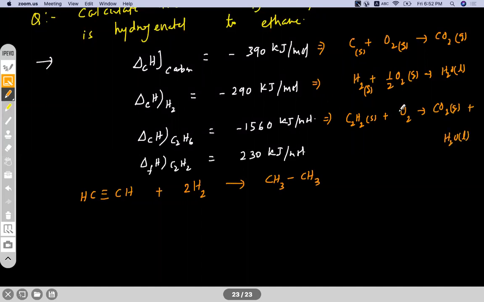What is the number of moles of O2? Because we need to balance this reaction. We have 2 CO2 here, 4 plus 1, 5, so we'll have 5 by 2 here. Now, what is the delta H formation of C2H6? This reaction should be product minus reactant, right?